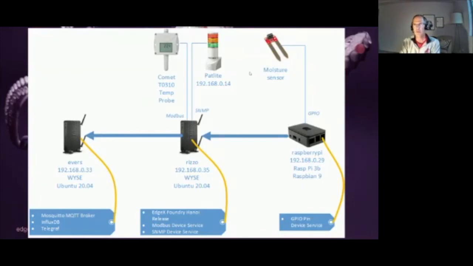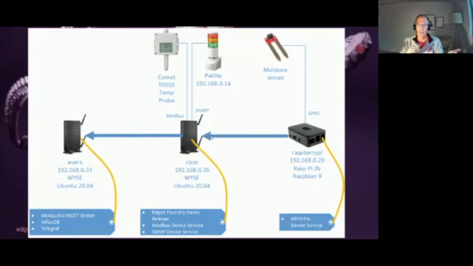I've got a moisture sensor. Costs all of about 15 cents out there. It detects water or moisture, as the name would imply. I've got that hooked up to a Raspberry Pi running a device service from EdgeX. I've got a Dell Wyse Thin Gateway, which is connected up to a Comet temperature probe, and also a Patlite, a signal Patlite. So a couple other devices there.